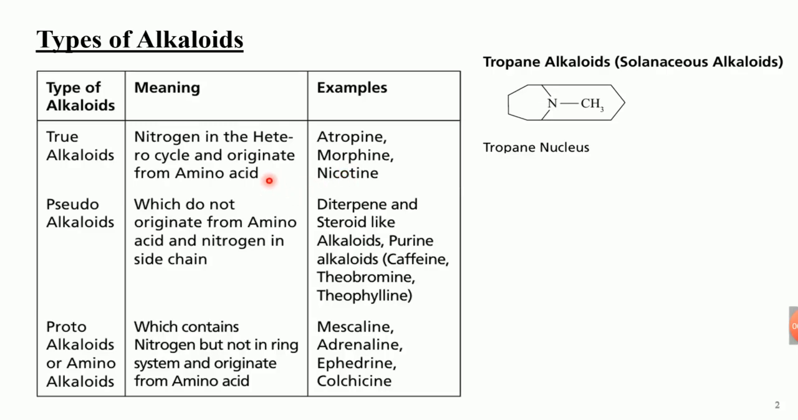So you have to remember two things: the position of the nitrogen atom and whether amino acid is the precursor or not for a particular type of alkaloid, and second, the examples of that particular type. So if you remember the examples of pseudoalkaloids like caffeine, theobromine, theophylline, meaning purine alkaloids and steroidal alkaloids, and for protoalkaloids mescaline, adrenaline, ephedrine and colchicine, then you need not remember examples of true alkaloids because all other alkaloids are true alkaloids.